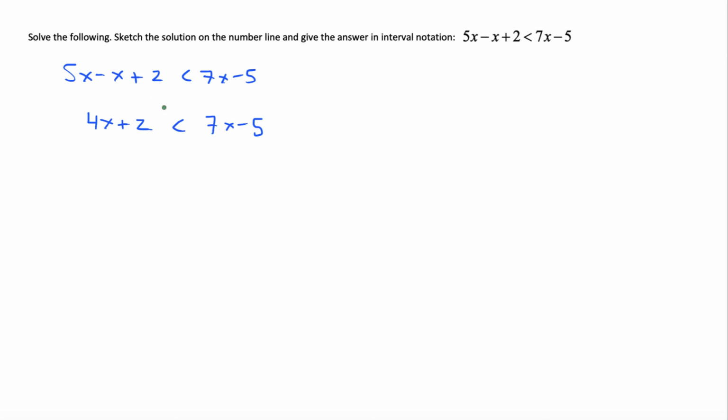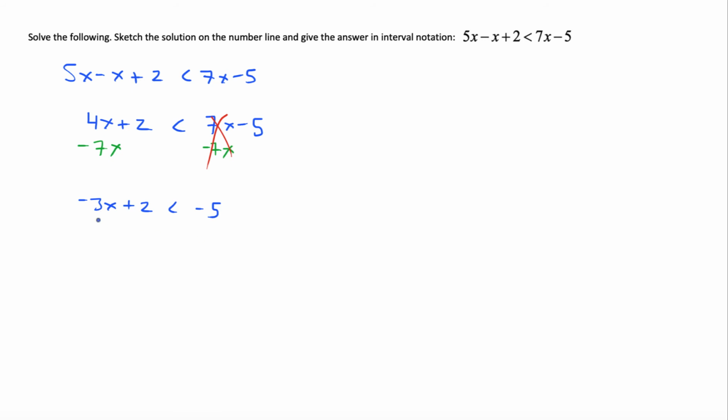Most students like to have the x on the left side though. So instead of subtracting 4x to both sides, I'm going to subtract the 7x to both sides here. By doing so, the x's cancel out on the right side, and then 4x minus 7x is negative 3x. Everything else stays the same here.